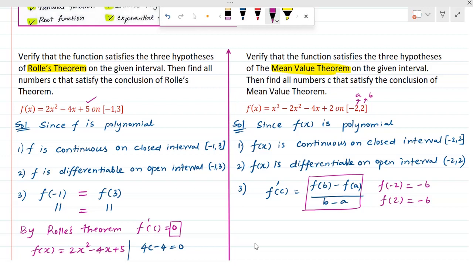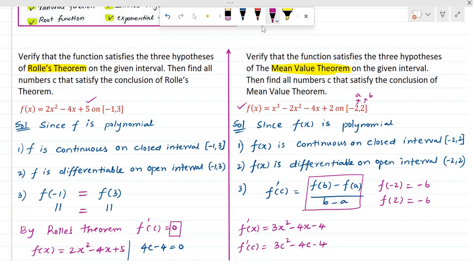Now I just put it there. By the mean value theorem, find f prime. What is f prime? So f prime is given by taking the function and differentiating: 3x squared minus 4x minus 4. So I have to substitute the c value here. Therefore, f prime of c is equal to 3c squared minus 4c minus 4.